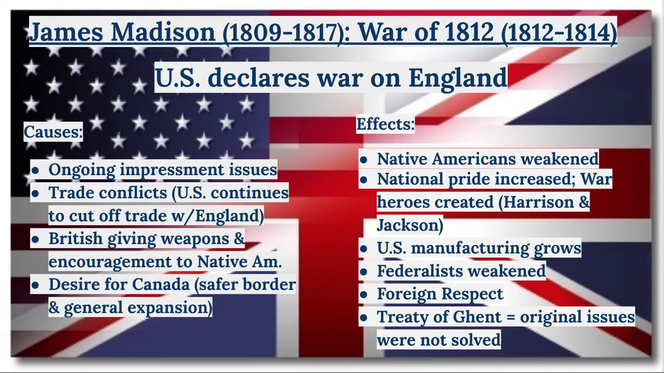Americans also have a desire for Canada. Remember, that is still controlled by the British up north there. And if that was American land, the border would be safer. As well, we were just starting to get sort of general expansion fever, wanting more land. The 1800s worldwide is an era where more land equals more power. So Americans are looking to have Canada as well. So for all of those reasons, there's a clamoring for war. And in 1812, James Madison asks Congress, and Congress agrees to declare war on England. This is America's first official declaration of war as a nation, and we're going back to war against England.